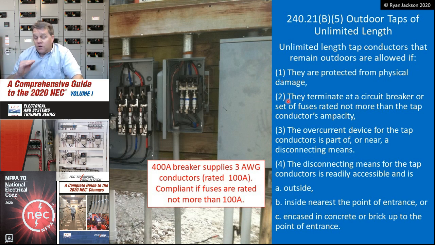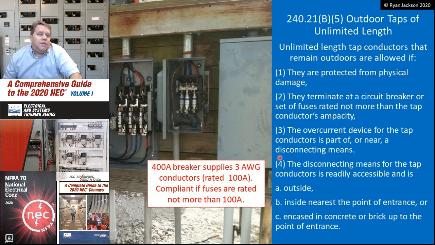Number two, just like our other taps, they have to terminate at a circuit breaker or a set of fuses rated not more than the tap conductor's ampacity. So if I've got some 400 amp tap conductors, then they have to terminate to a 400 amp fuse disconnect or a 400 amp circuit breaker, just like the other taps. Number three, the overcurrent device for the tap conductors, the downstream side, has to be part of or near a disconnecting means. Well, yeah, they're going to land at a breaker or a fuse, so more than likely it's going to be a disconnecting means whether we like it or not, to be honest.